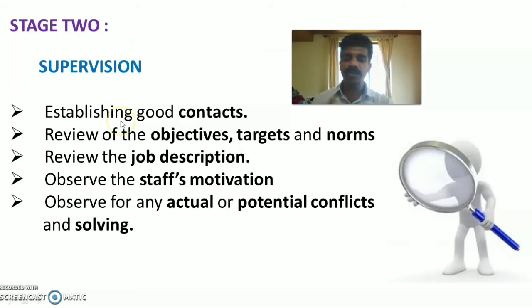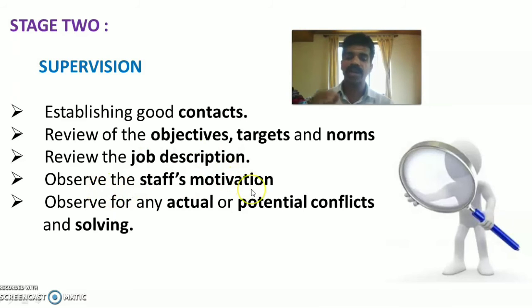For that, establish good contact with the employees or workers. So establish good personal, interpersonal relationship and human relations and contacts. Review the objectives, targets and norms of the organization. So once again go through the objectives of the particular department or section or organization or institution, their targets and various norms, that is rules, regulations, policies, etc. Then review the job description of each worker or employee for the supervision, that is the various activities or functions of the different employees or workers.